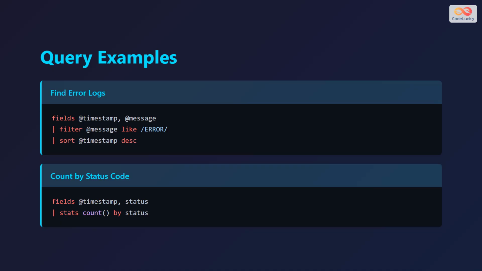Let's look at 2 practical query examples. The first query finds error logs by using the fields command to select timestamp and message, then filters for messages containing the word error, and finally sorts results by timestamp in descending order to see the most recent errors first. The second query counts log entries by status code. It selects the timestamp and status fields, then uses the stats count function grouped by status. This gives you a breakdown of how many times each status code appears in your logs, which is useful for monitoring application health.